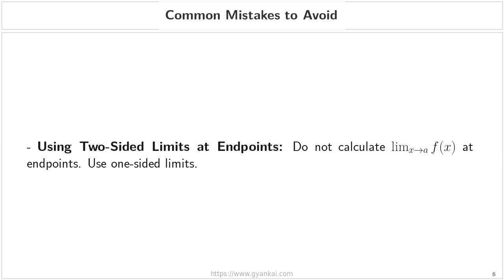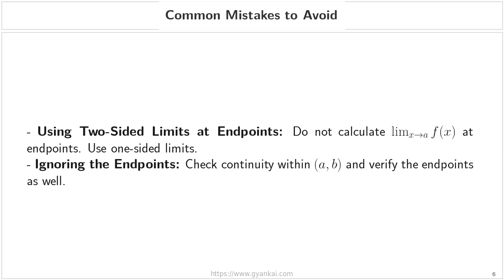Second, avoid the mistake of ignoring the endpoints entirely. It is common for students to verify that a function is continuous within the open interval, from a to b, and assume the work is finished. However, for a closed interval, you must explicitly verify the continuity at both the starting and ending points to be certain.